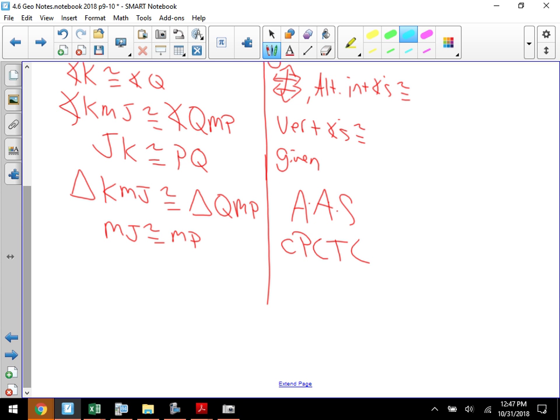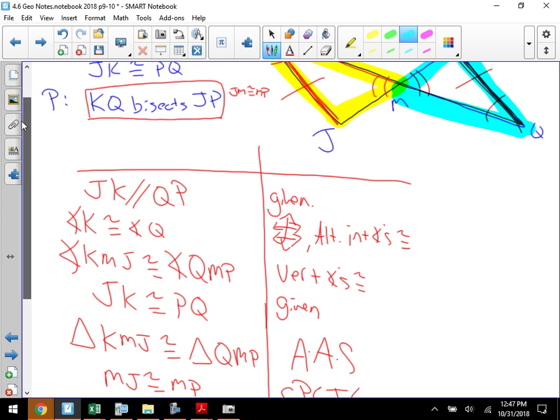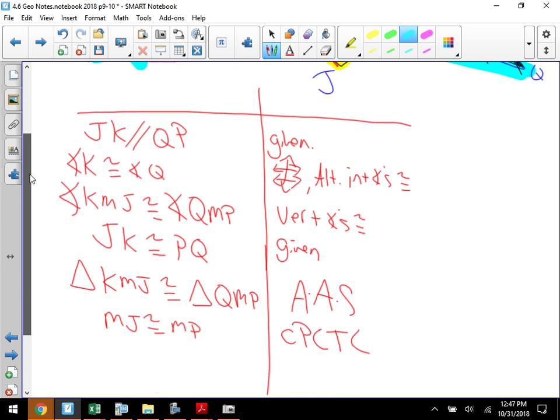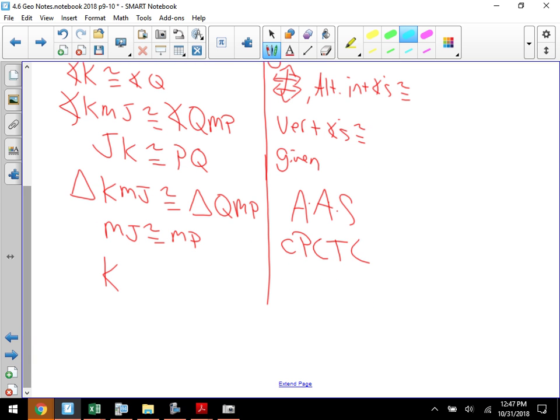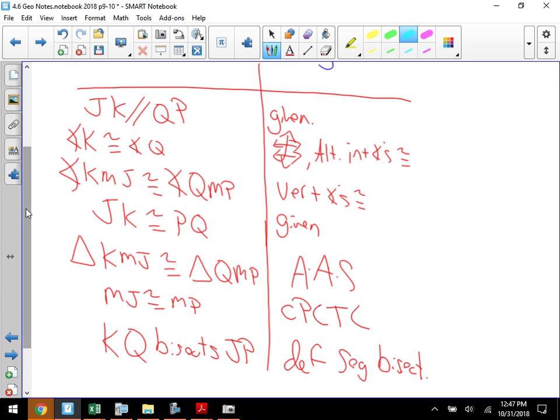Now that you have those segments that are equal or congruent to each other, we can say then that this happened. KQ bisects JP, as the definition of a segment bisect. Okay.